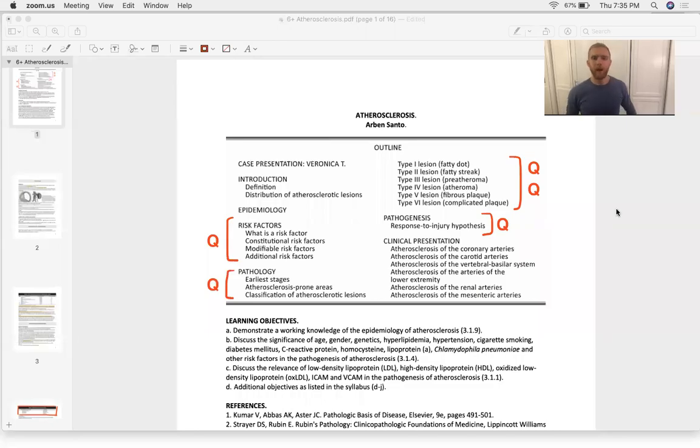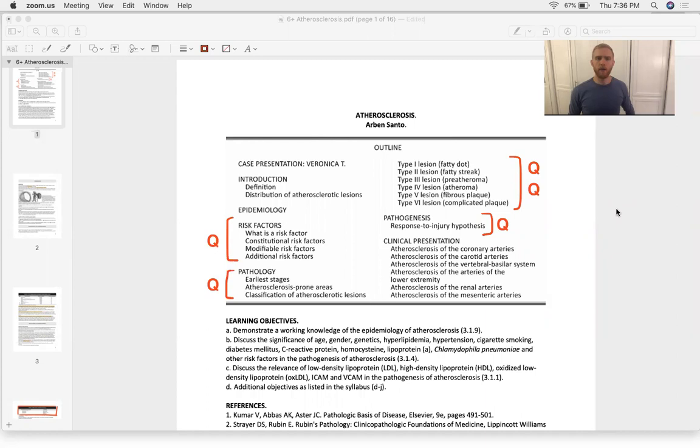Hello. I'd like to discuss the SDL titled Atherosclerosis. Atherosclerosis is a hardening of the arteries, specifically the large and medium arteries, due to the deposition of lipids and macrophages within the tunica intima of the vessel wall.